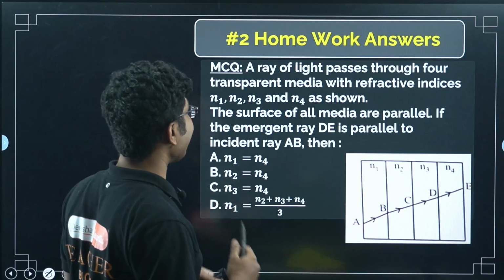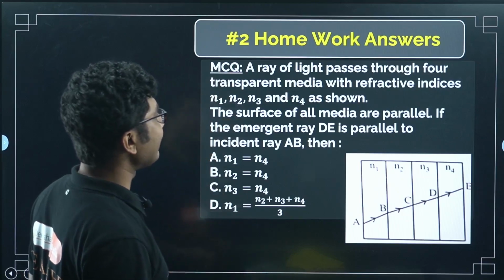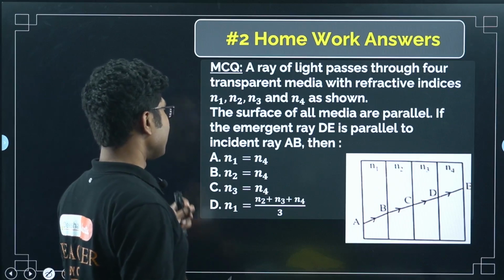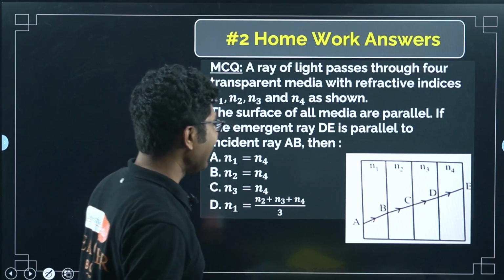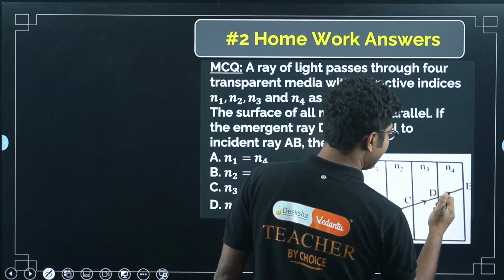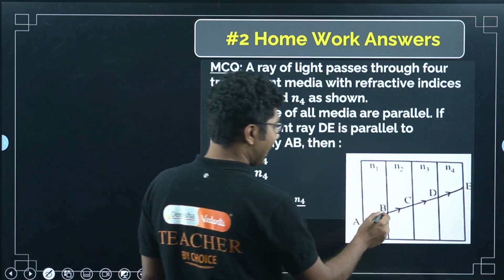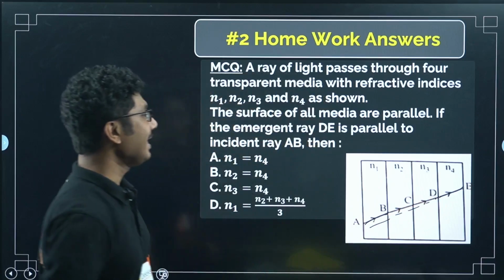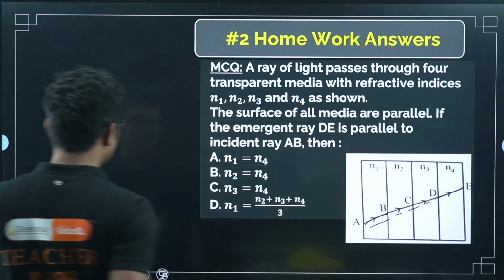A very interesting question. A ray of light passes through 4 transparent media with refractive indices N1, N2, N3 and N4 as shown. The surfaces of all media are parallel. If the emergent ray DE is parallel to the incident ray AB, then which of the following given statements are correct?